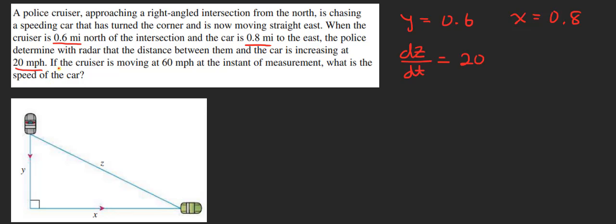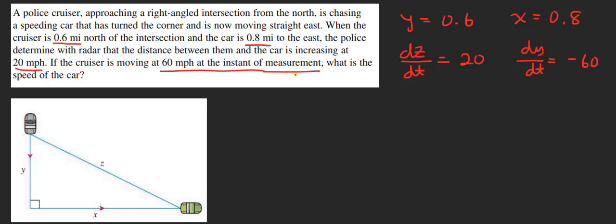The police determined with radar that the distance between them and the car is increasing at 20 miles per hour. If the cruiser is moving at 60 miles per hour at the instant of measurement, that means the speed of the police car was 60 miles per hour. That means dy/dt is negative 60. Be careful, it will be negative 60 because this cruiser was going down towards the intersection. So even though the speed is 60 miles per hour, the velocity is negative.